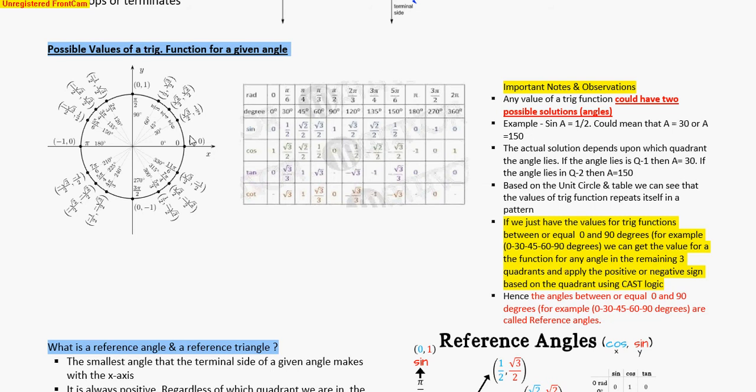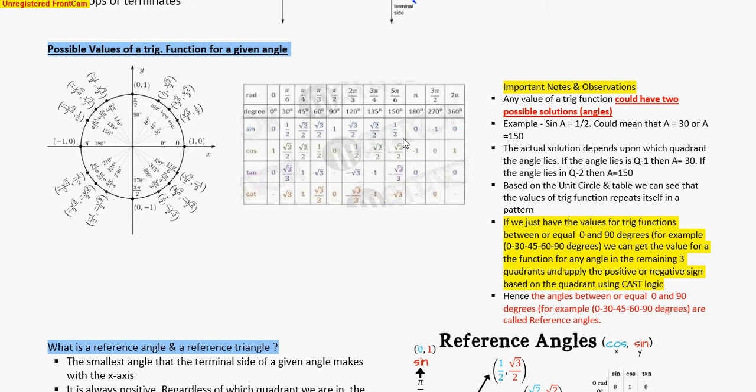So if sine of an angle has a value of half, what would be the angle? For example, I've given it here, sine A is equal to half. What would be the angle? Could that mean that A is equal to 30 or A is equal to 150? Because if you see here, sine 150 also has a value of half. If you see from the table, sine 150 also has a value of half. So what it means is, sine 30 is equal to half and sine 150 also is equal to half.